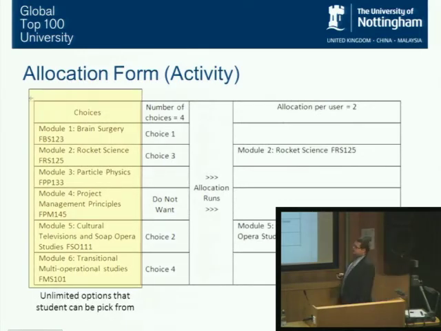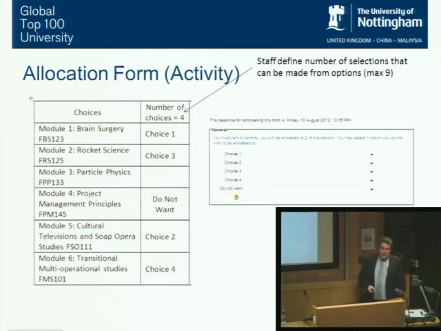You need to set up options that students can pick from. On the left-hand side there, I've got 6 optional modules. That's the bank that they can choose from. That's unlimited. You can have as many choices for a student to pick from as you want. You will then need to define a number, up to 9, for the maximum number of choices that the student can make from the first column. In this case, I've got 4. So the student will indicate my first choice, second choice, third choice, fourth choice, and I really don't want project management principles. And they do that on that form that you've seen.